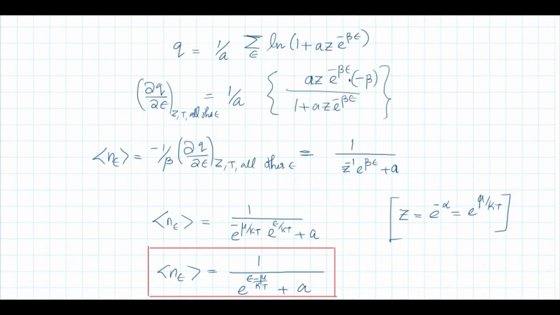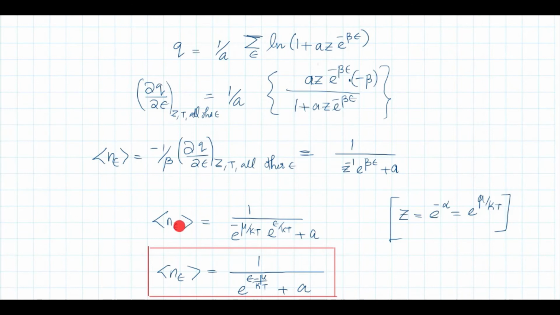So you have to take function of a function, then that will give you az e raised to minus beta epsilon into minus beta. This minus beta you can take to the left hand side. So a and a will cancel. z e raised to minus beta epsilon will go to the denominator, and that becomes 1 by z raised to minus 1 e raised to beta epsilon plus a. This is the final expression for occupation number.